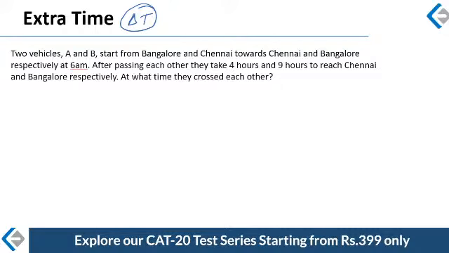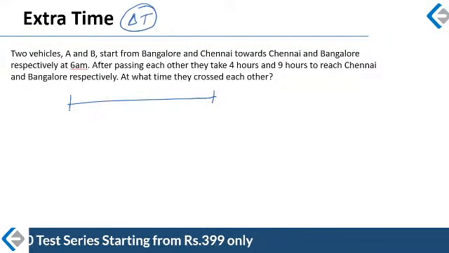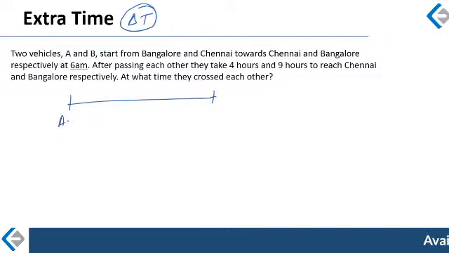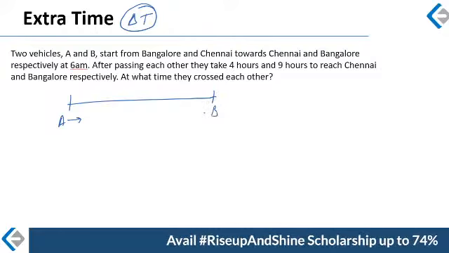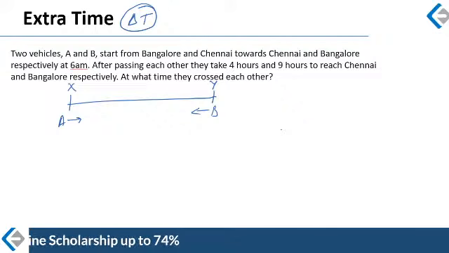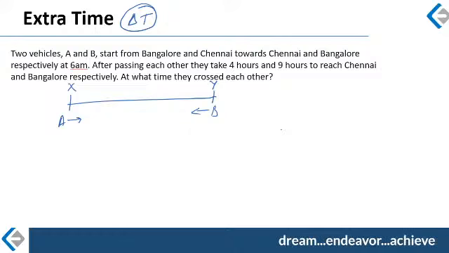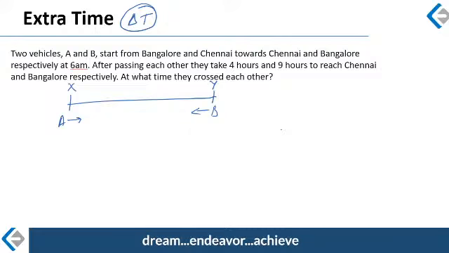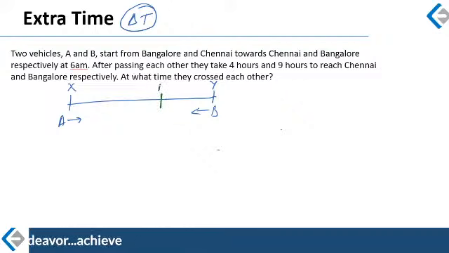Don't read that question, don't bother. First understand this. There are two vehicles. Vehicle A moves from here, vehicle B from here. Let us assume vehicle A starts from the point X, vehicle B starts from the point Y. They both start simultaneously, which means they start at the same time, and they meet at a particular point. Let's assume they met at a point called M.